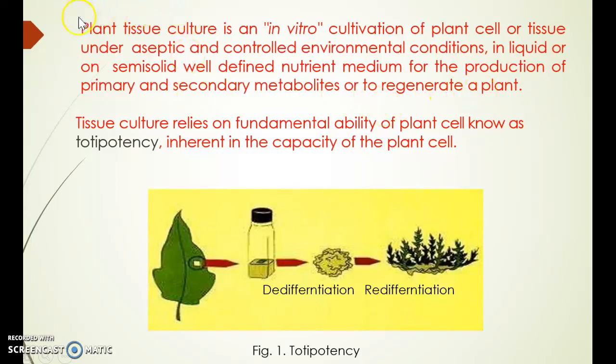So the success of plant tissue culture depends upon the inherent capacity of the plant cell, which is known as totipotency. Here the totipotency is described in two terms: one is dedifferentiation and the other is redifferentiation. So what is dedifferentiation and redifferentiation?